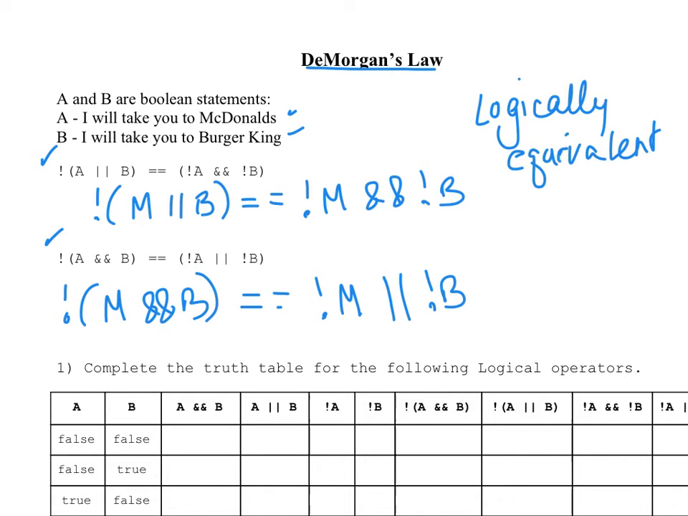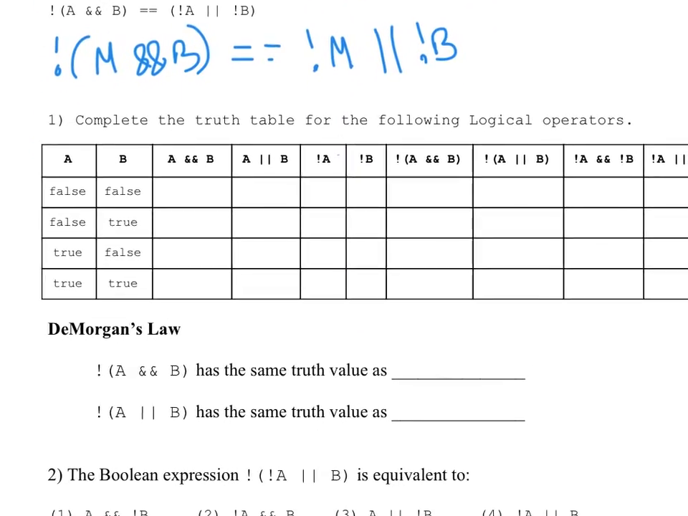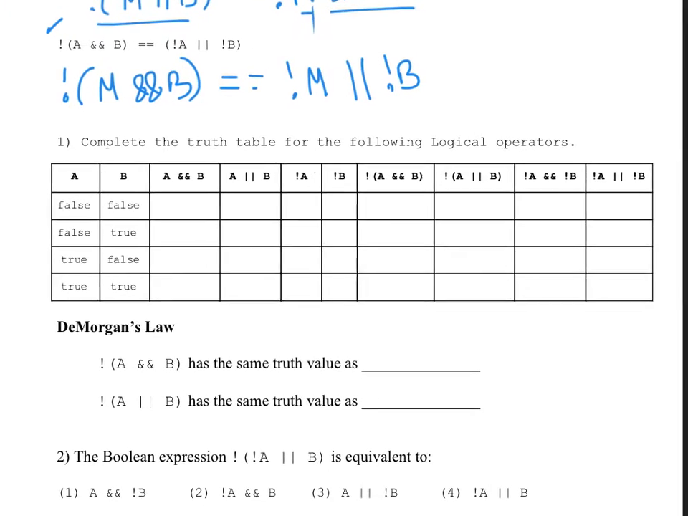So logically equivalent means no matter what values I pick for A and B, A is true, B is false, whatever, or A and B are both true, it does not matter. Whatever I pick for A and B, both of these are going to give the exact same truth value. So in order to show you this, we're going to do this truth table.